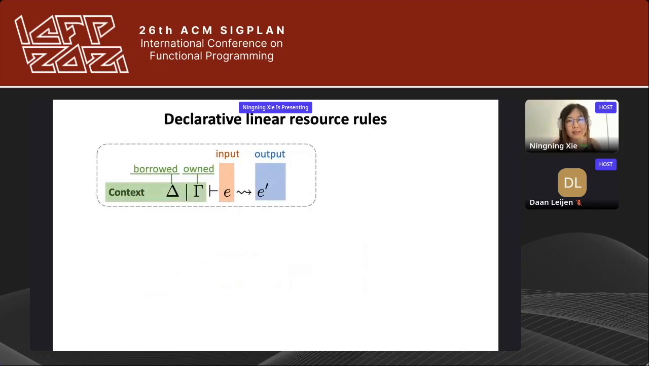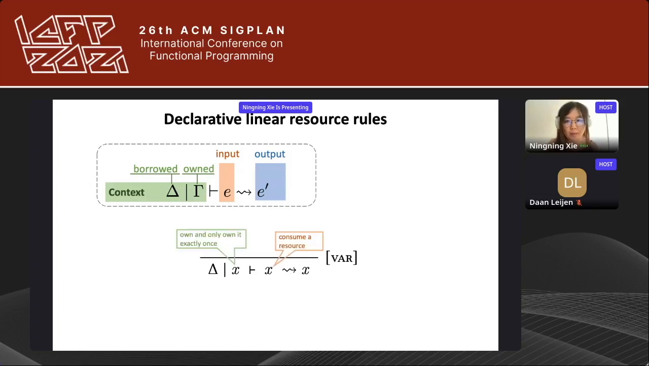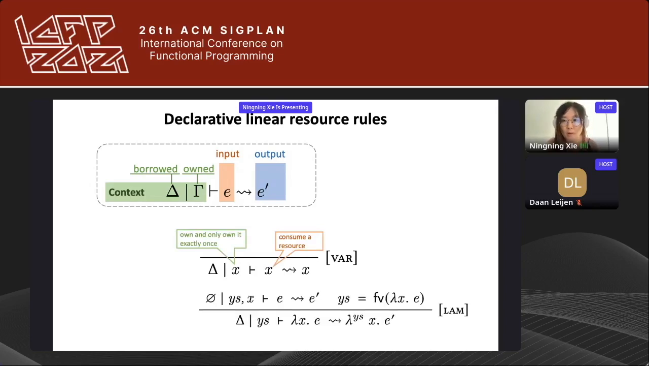So the key idea of lambda1 is that each resource in the owned context is consumed exactly once. So for example, in the variable rule, we can consume a resource if we own it exactly once. So similarly, in the lambda rule, for ownership passing semantics, we must own all the free variables of the lambda and own them exactly once. So we will be able to consume them when we enter into this lambda.